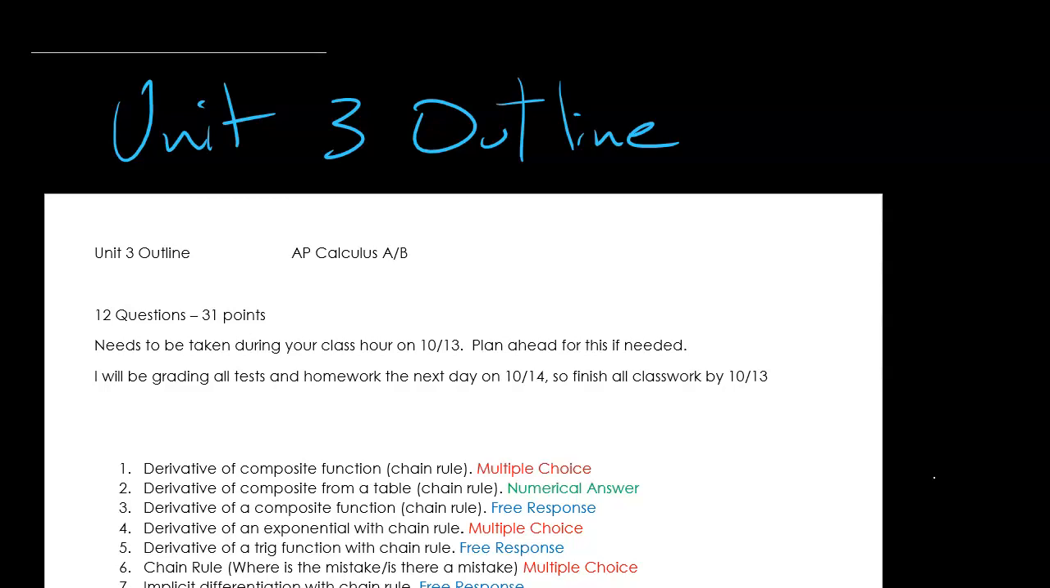And that's why I thought this 45 minutes for Friday would be good for us to go over the outline for the Chapter 3 test. This is kind of what I want to highlight right here.